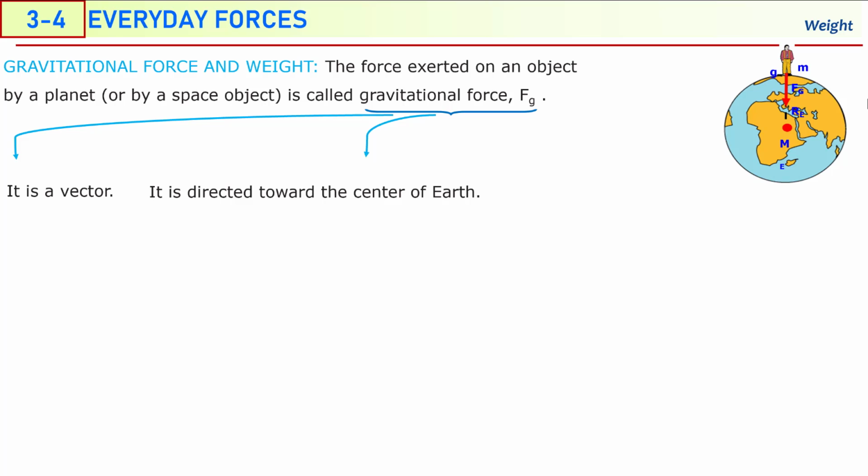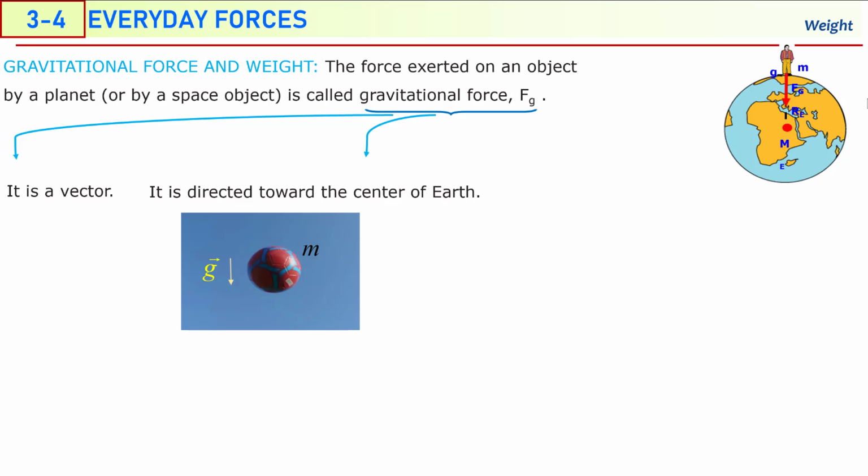For example, if I drop a ball in air, this ball has a mass m, and we know that if you drop it, this ball will accelerate with the acceleration equal to free fall acceleration g. And if there's an acceleration, according to Newton's second law, there must be a net force acting on this object, and this net force must be in the same direction as the acceleration. That means the net force acting on this object will be downward. That net force is the force we are talking about. So that force is going to be gravitational force, it will be acting downward, and we are going to draw it from the center of the ball.